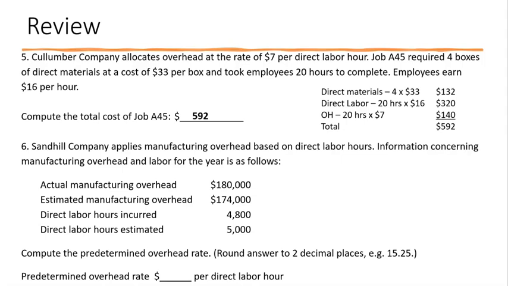So we want to calculate our predetermined overhead rate per direct labor hour. Okay, so to do overhead rates, we're going to take our estimated overhead divided by our estimated activity. So in this case, our estimated is 174,000 divided by 5,000 hours estimated to get $34.80 per hour.